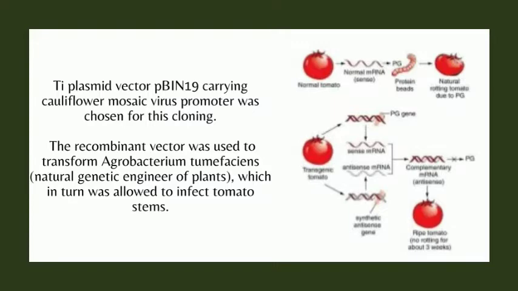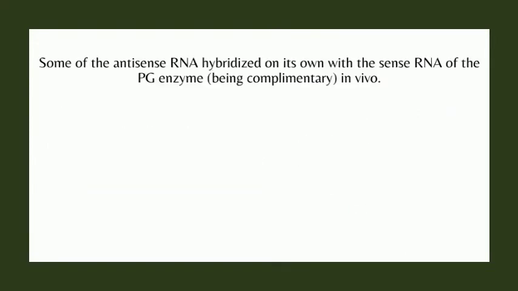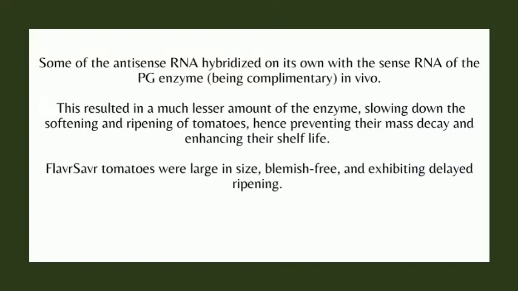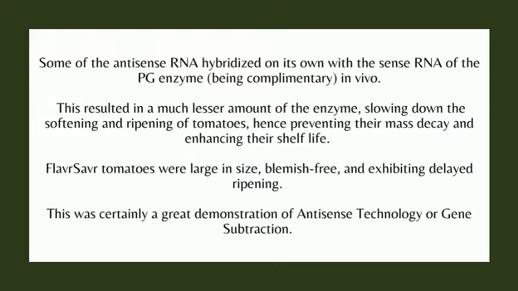Thus, antisense RNA technology by gene cloning was applied to tomato plants for delayed ripening. Some of the antisense RNA hybridized on its own with the sense RNA of the PG enzyme in vivo. This resulted in much lesser amount of the enzyme, slowing down the softening and ripening of tomatoes, hence preventing their mass decay and enhancing their shelf life. FlavrSavr tomatoes were large in size, blemish-free and exhibiting delayed ripening. This was certainly a great demonstration of antisense technology or gene subtraction.